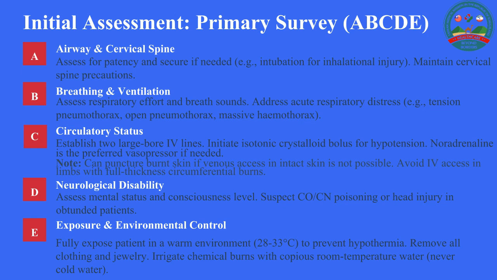Protect the cervical spine. B, breathing: check breathing and breath sounds. Look for problems like tension pneumothorax or massive hemothorax and manage immediately. C, circulation: insert 2 large bore IVs and give isotonic fluids for hypotension. Use norepinephrine if vasopressors are needed. You may puncture burned skin if necessary, but avoid IVs in limbs with circumferential full-thickness burns.